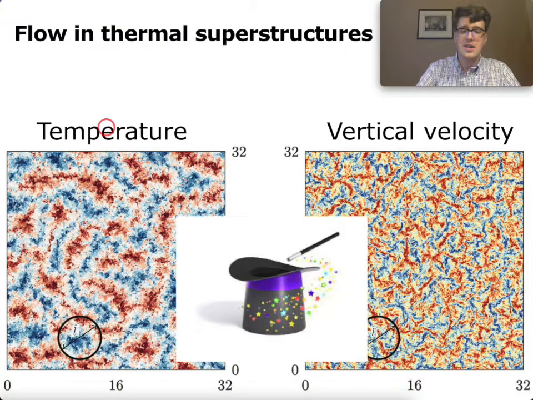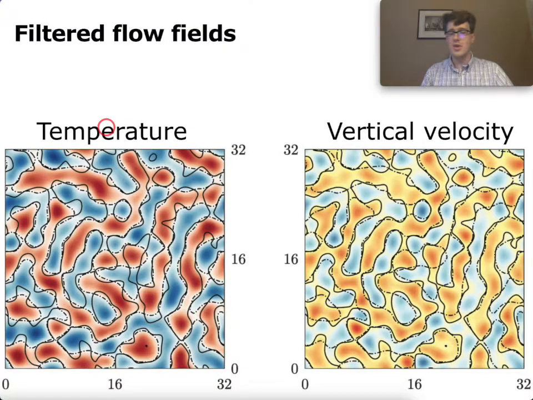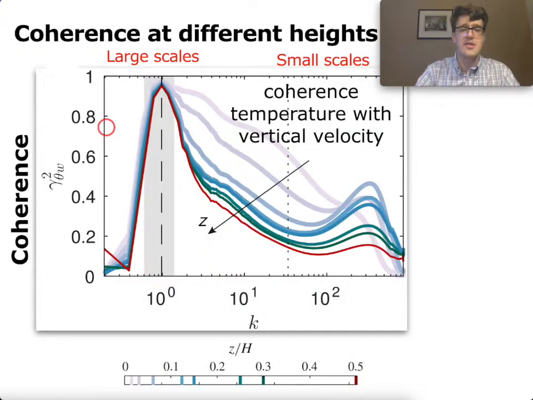We can actually find that if you do a filtering operation on both the temperature and the vertical velocity field, such that we remove the smaller scale structures from the flow, they will agree perfectly. So if we do a spectral filtering in which we remove the smaller scale structures, and then look at the temperature and the vertical velocity field again, we see that there's a perfect agreement between these two. And this we can analyze in some more detail.